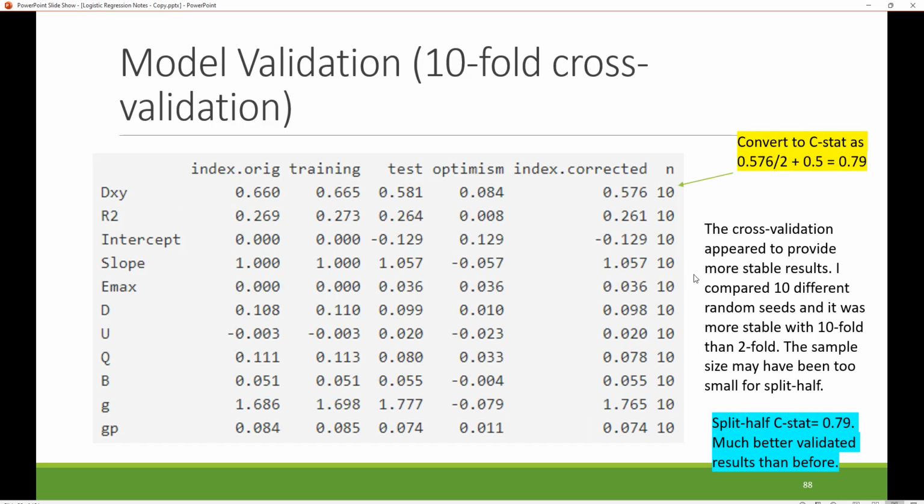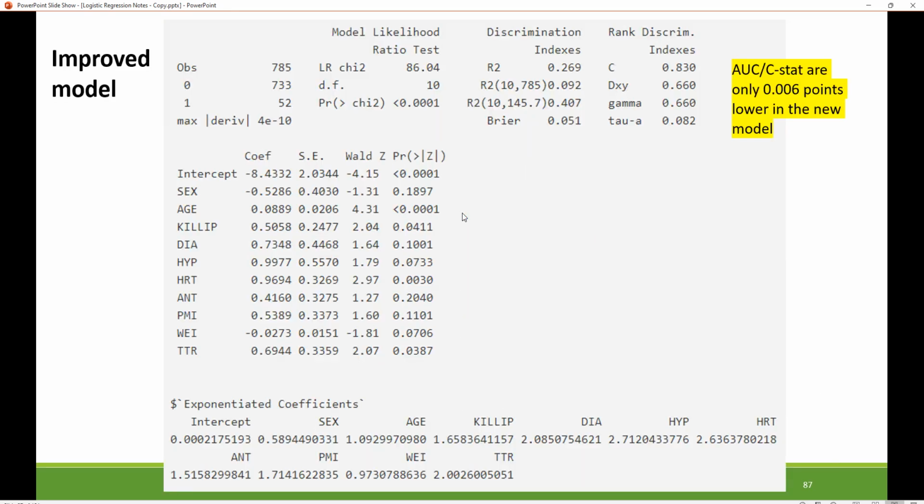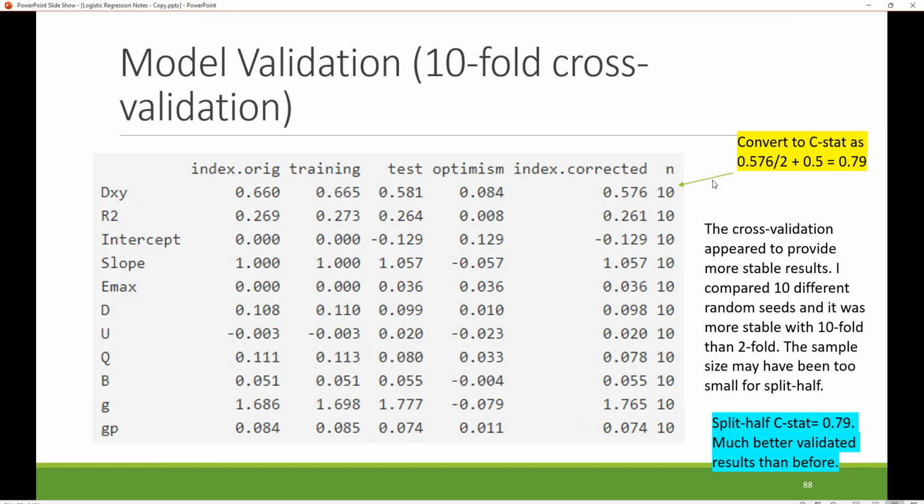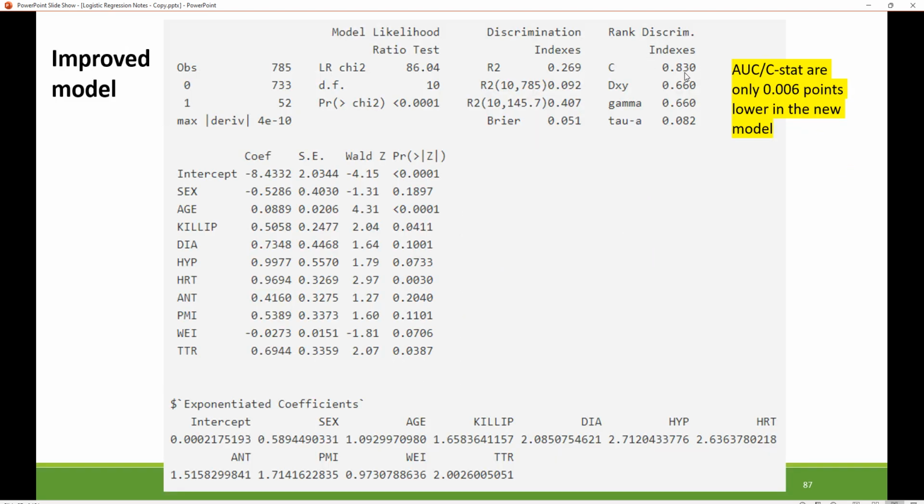And then when we do a model validation, when we look at the DXY, that very top row, and we go to the index corrected column, that gives us an idea about what the difference between how the model looks like after we do our training and test sets. That comes out to 0.576 on the DXY level, and that gets converted to a C statistic or an AUC with this formula, and that comes out to 0.79. So that is pretty close to that 0.830.